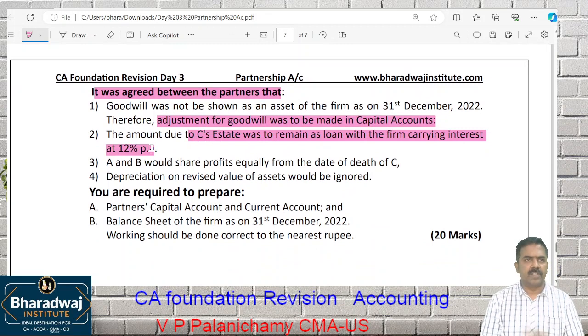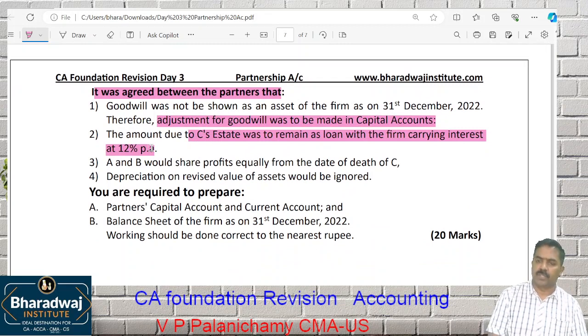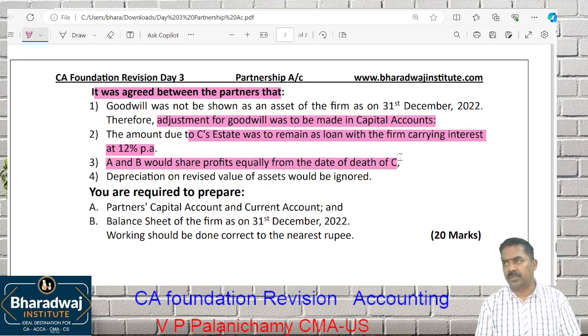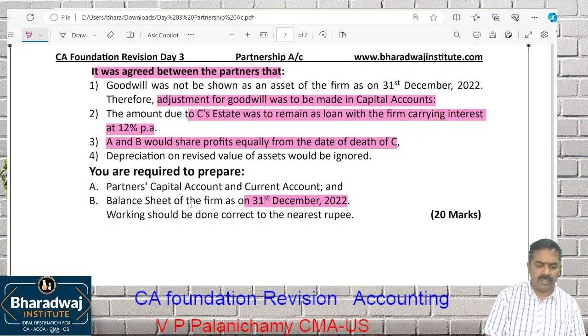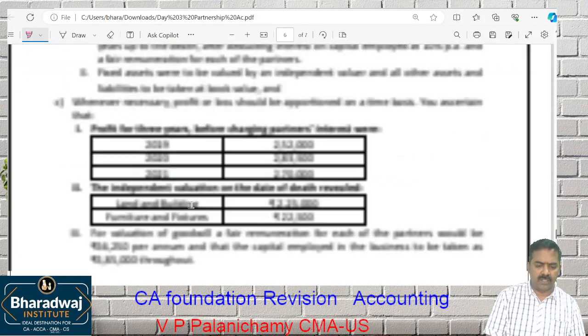The amount due to the deceased estate to remain as which one? Loan, which means we are not paying immediately. We will transfer to which account? Loan account. A and B will share the future profit equally. New ratios equal A and B. Depreciation, please ignore, they said. Then partners' capital account and current account they ask for. Balance sheet on 31st December 2022. Working should be done to the nearest rupee.